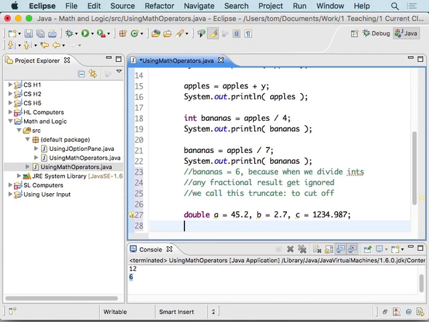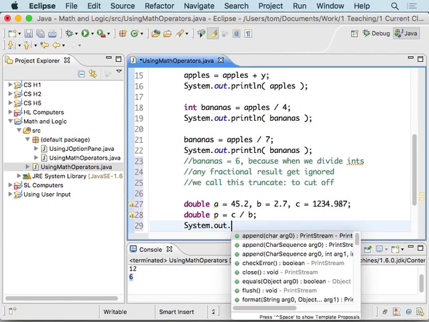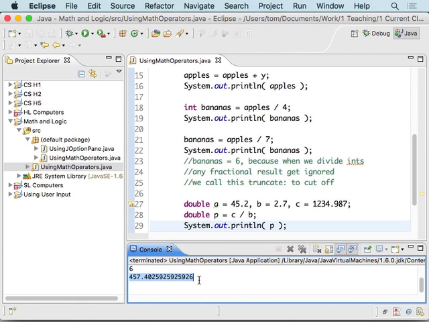So anyway, if we do something like double, I don't know, P equal to C divided by B. So this is a fractional value, a double. B is also a fractional value, a double. So the result of this will be a double, and that means I can store that into a double. And so if we print out P, I have no idea what that is. Okay, turns out it's 457 point bunch of decimal place numbers.